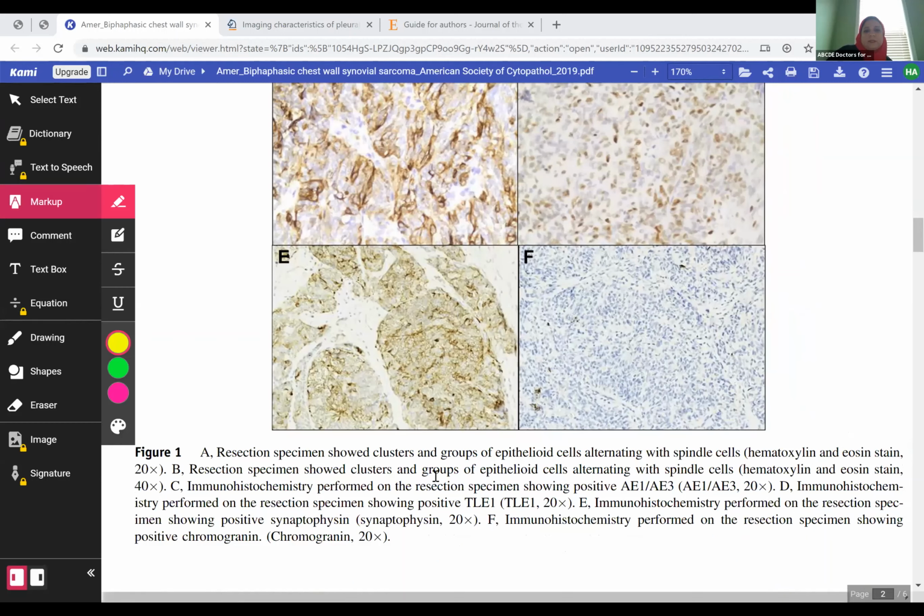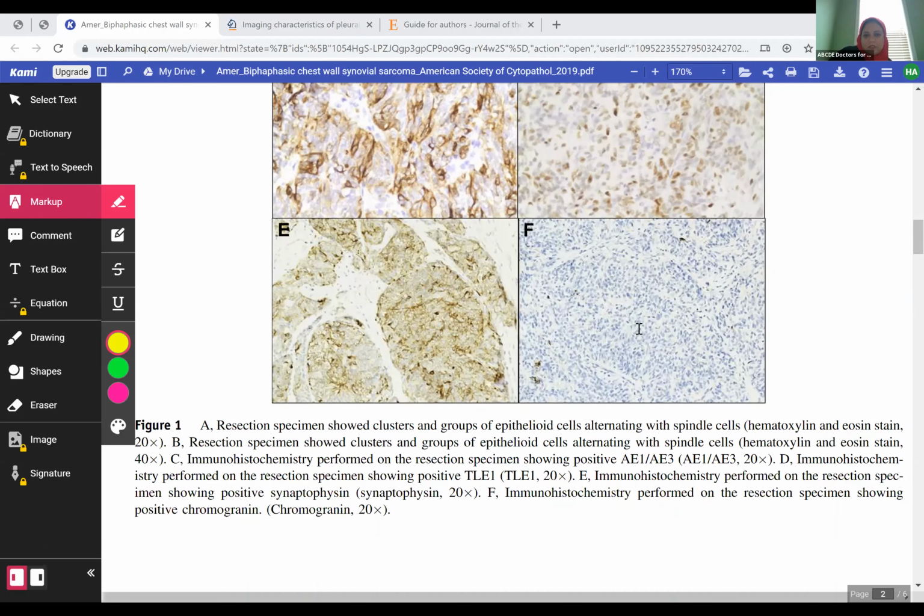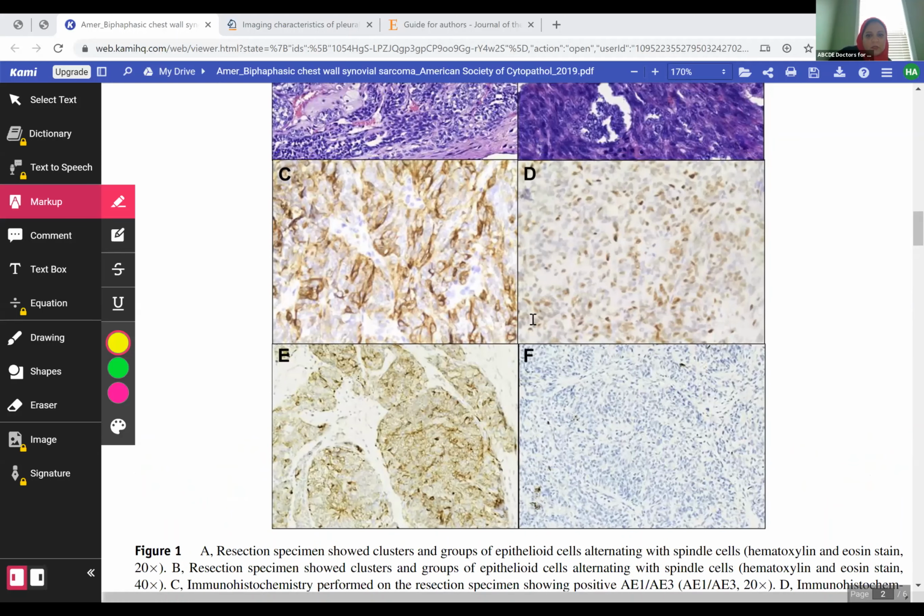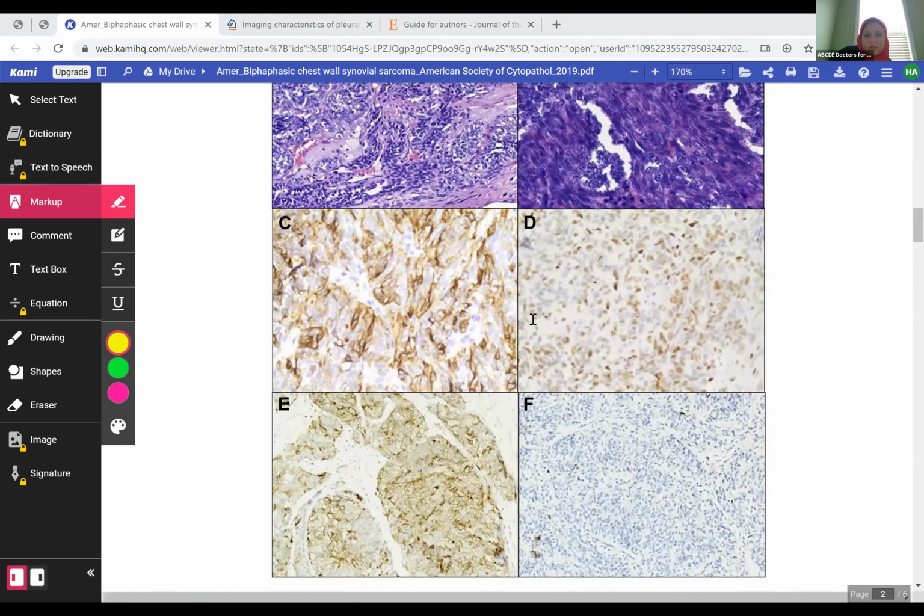B, resection specimen, again, what it shows. Immunohistochemistry, showing positive, and so on. Sometimes here you have to put the company, like I said, like DAKO or whatever. Immunohistochemistry showing the positive TLE. So right now it's sort of like this is the proof of what I was saying. This is what we have. Immunohistochemistry showing positive chromogranin. So you can see some areas of positivity. It's not strongly positive, obviously, but it is.